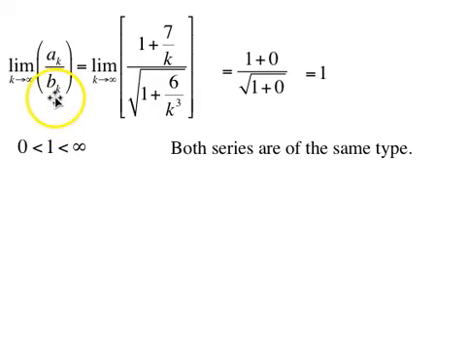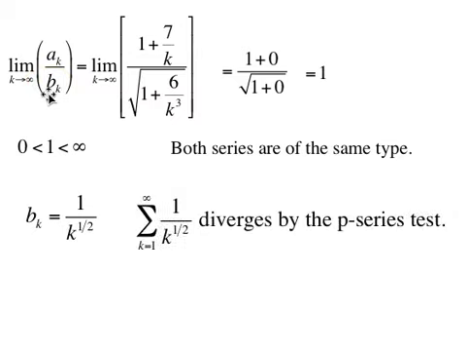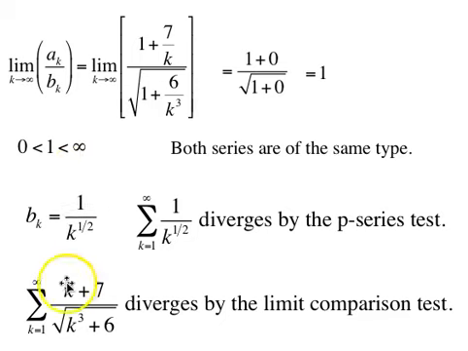What was that sequence that defined the series for b sub k? B sub k was 1 over k to the 1/2. But the sum of 1 over k to the 1/2 diverges by the p-series test. If that p is between 0 and 1, it's going to diverge. If it's greater than 1, it's going to converge. If it equals 1, it also diverges as a harmonic series. So this series diverges. We said both series are of the same type. So my original series, the sum of (k plus 7) over the square root of k cubed plus 6, also diverges by the limit comparison test. And that will conclude this lesson.